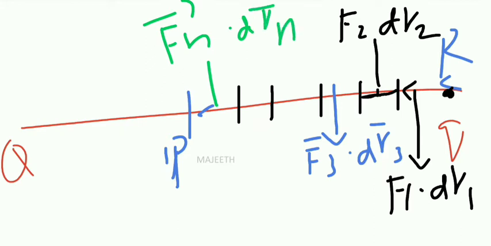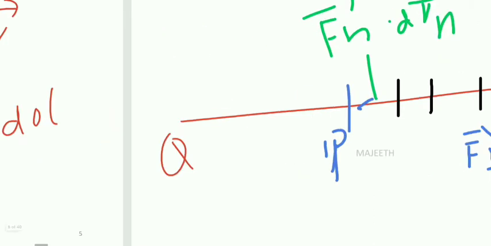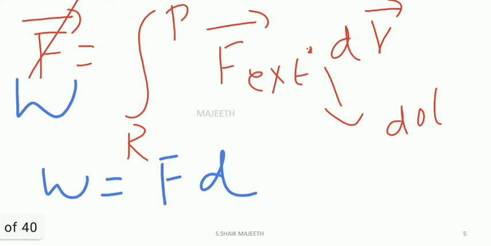Since it is a continuous parameter, we studied continuous charge distribution and the superposition. If it is discrete, I can use summation, but since it is continuous, I have to integrate and add everything. So the integration of F1 dr1, F2 dr2, F3 dr3, up to Fn drn simply becomes F external dot the total distance dr. Clear or not?